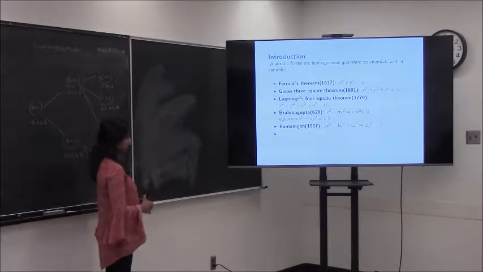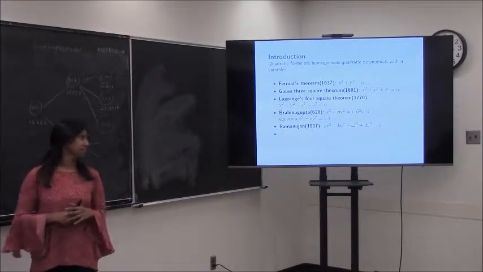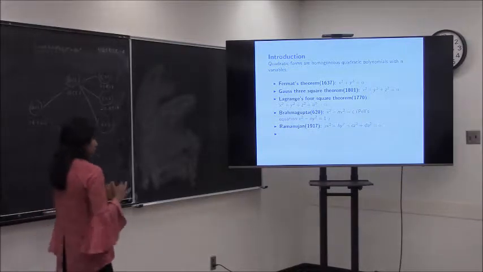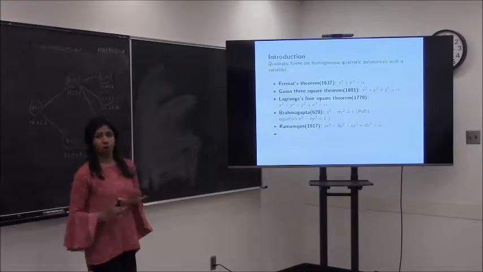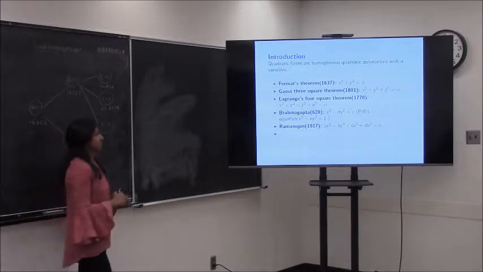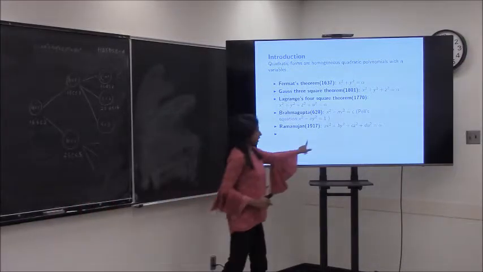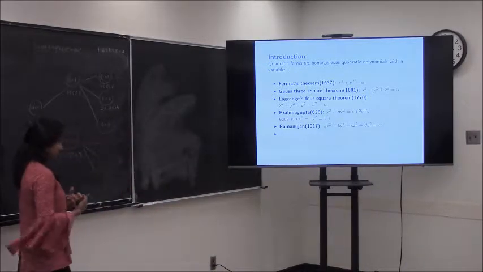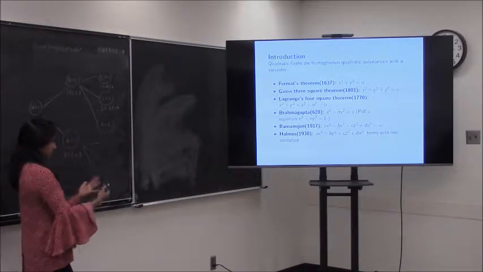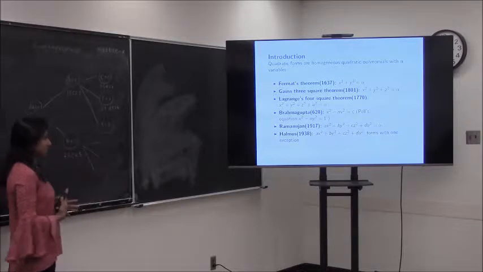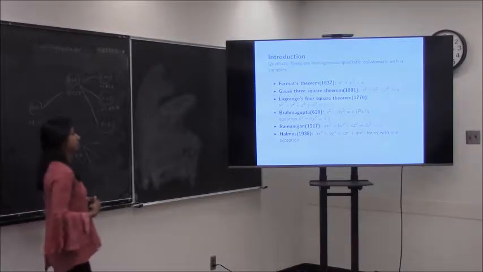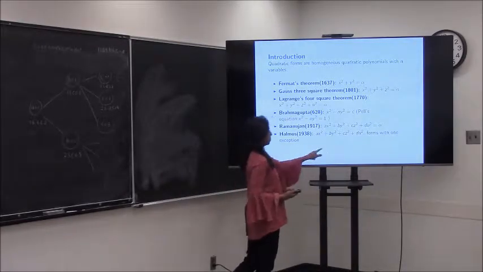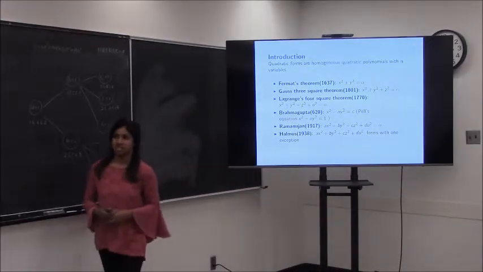And the father of number theory, Ramanujan, in 1916, presented a list of forms which represent all positive integers. These forms we call diagonal forms. Then this continued, and in 1938, Halmos presented 88 forms of the same type, but with one exception.